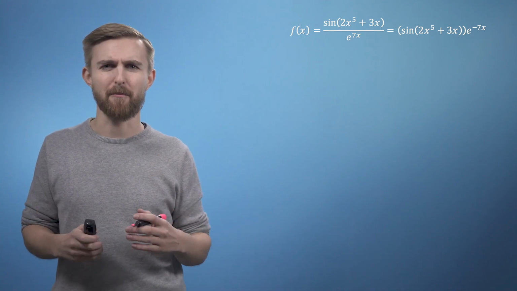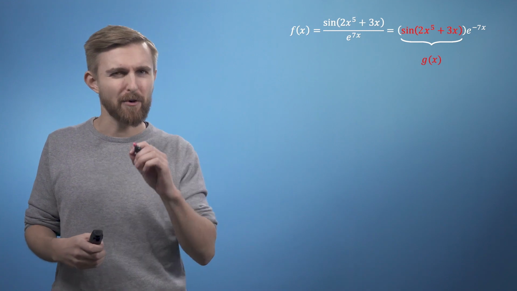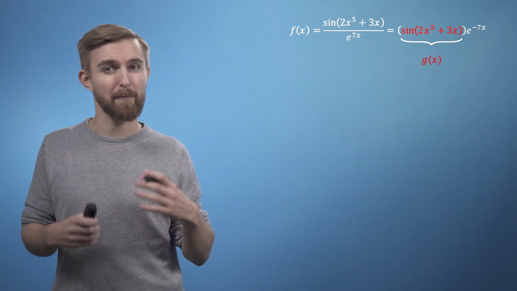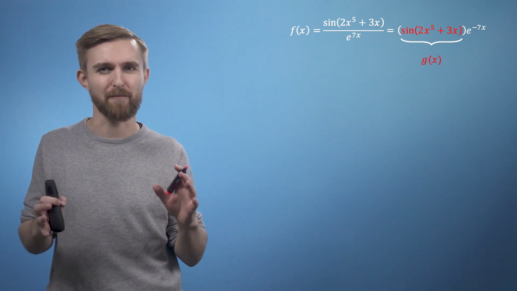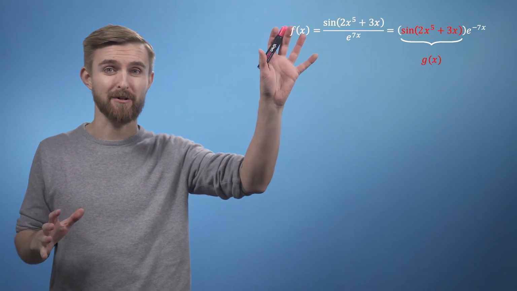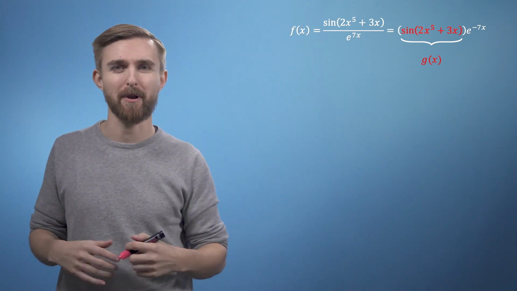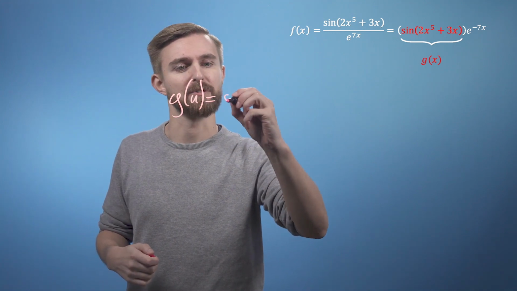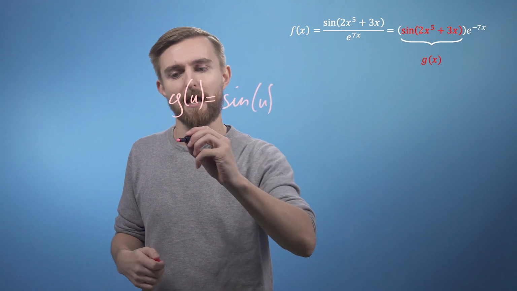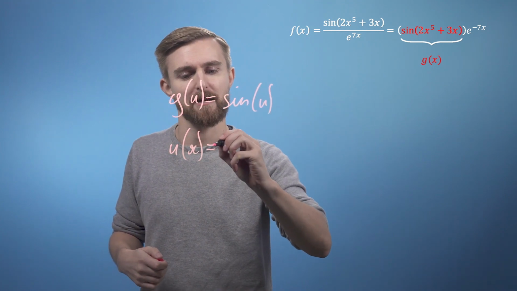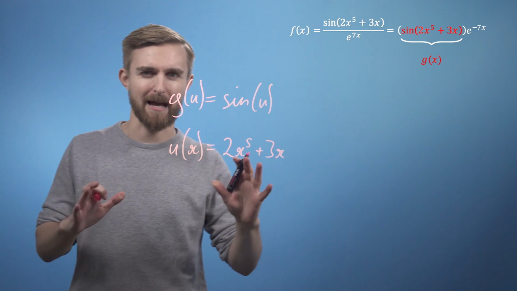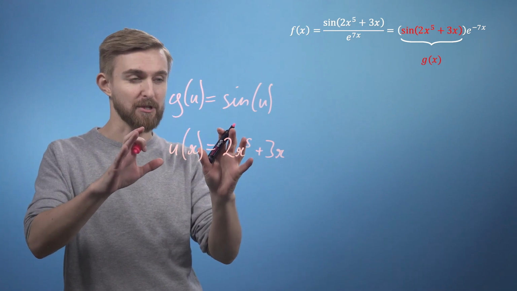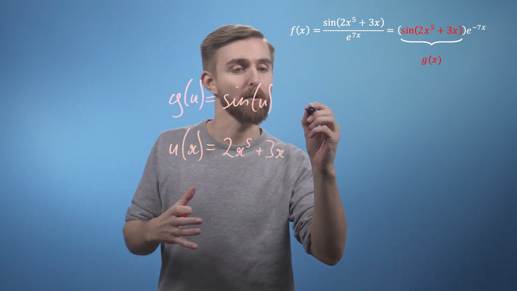Let's start with the first part, which we can call g of x. We've got the trigonometric function sine applied to a polynomial 2x to the 5 plus 3x. This is a classic target for the chain rule. So all we need to do is take our function and split it up into the two parts in order to apply the chain rule. So we can take g of u equals sine of u, and u of x equals 2x to the power of 5 plus 3x. Now we've got these two separate functions and we're going to want to differentiate each of them in order to apply the chain rule.